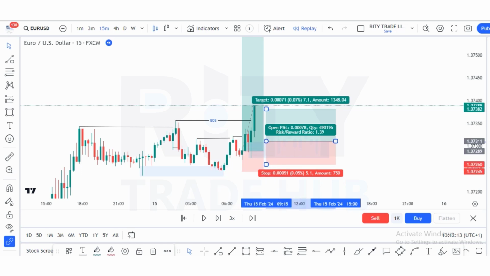Why? Because everything right here has been mitigated. Okay, you see that this order block right here has been mitigated. Everything right here has been mitigated. Okay, so price may likely not come lower to mitigate any zone. So we have a fair risk around here. Okay, so moving on, where is our profit target?